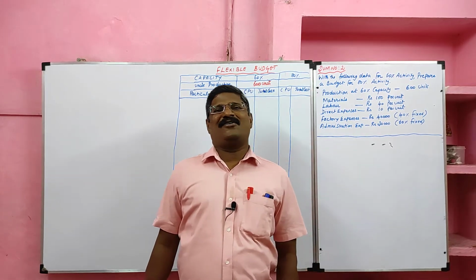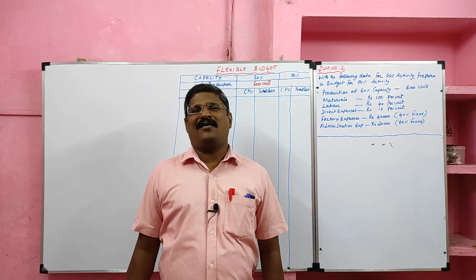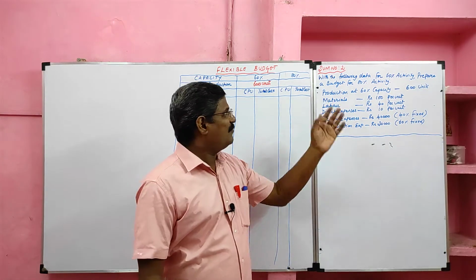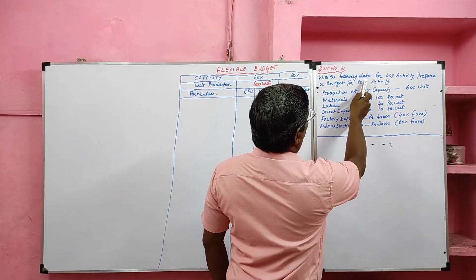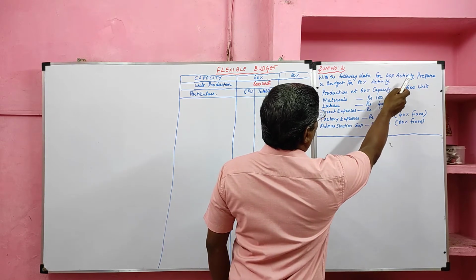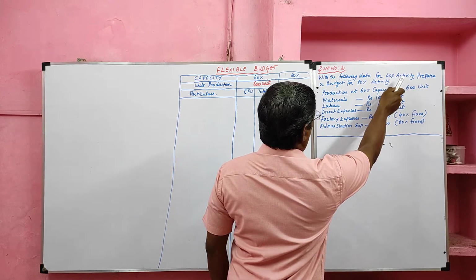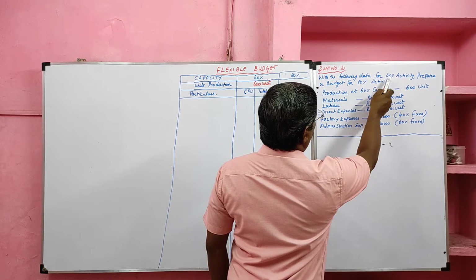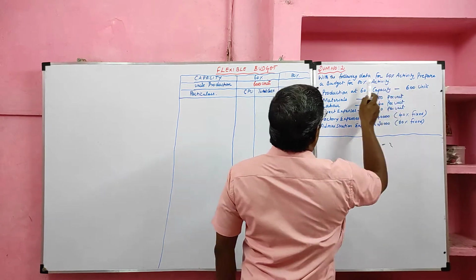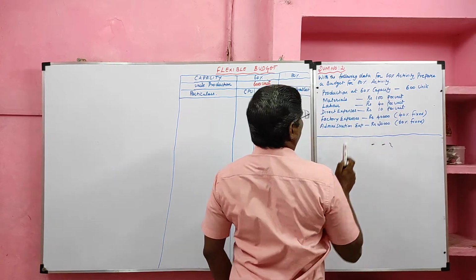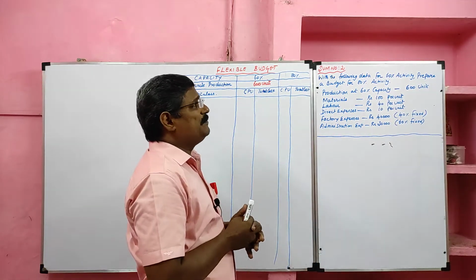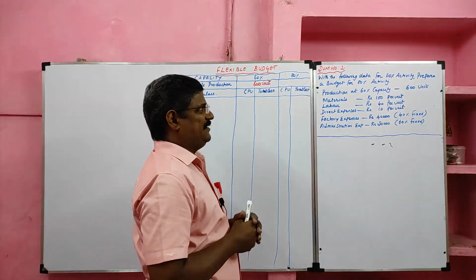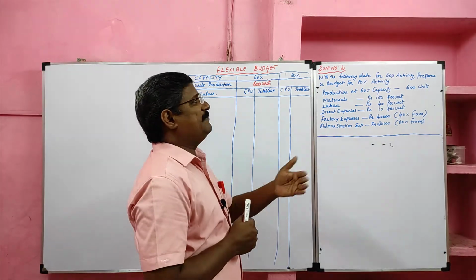Students, today we are going to solve the second problem on flexible budget. Look at the problem, sum number 2. With the following data for 60% production, prepare a budget for 80% activity. So 60% activity is given, and we have to prepare the budget for 80% activity.